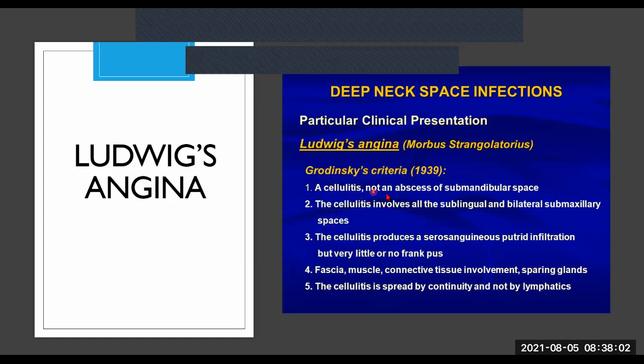All right. So it's a cellulitis, not an abscess of the submandibular space. All right. The cellulitis involves all of the sublingual, bilateral submaxillary spaces. We'll get back to that now. The cellulitis produces a serosanguinous putrid infiltration, but very little or no frank pus. All right. Now I'm going to get back to why I'm going through all this. Fascia, muscle, connective tissue involvement, it's very dense, and the cellulitis is spread by continuity and not by lymphatics. All right. So that's a nice way of them basically describing it.